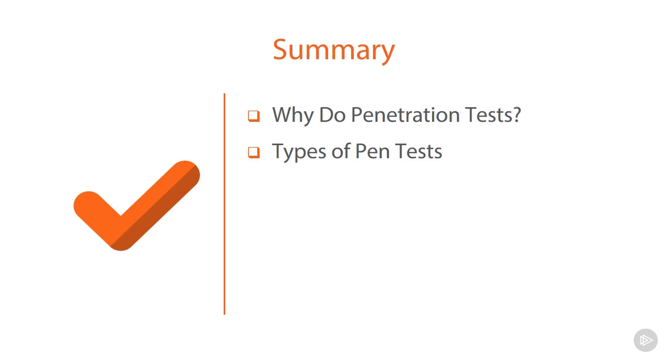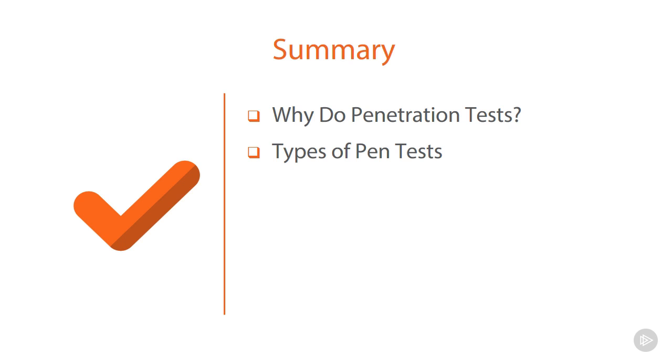We then went through and took a look at the different types of pen tests. We first talked about the differences between a pen test versus a security audit versus a vulnerability assessment. Then we talked about things like a blue team and a red team and what they were in charge of, as well as the different boxes. Remember, we had a gray box, we had a black box and a white box.